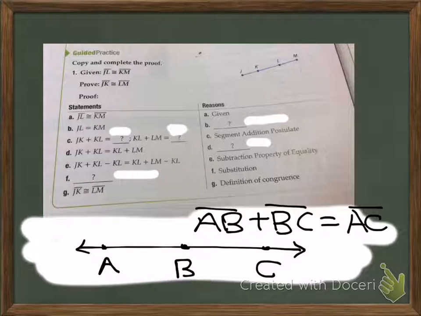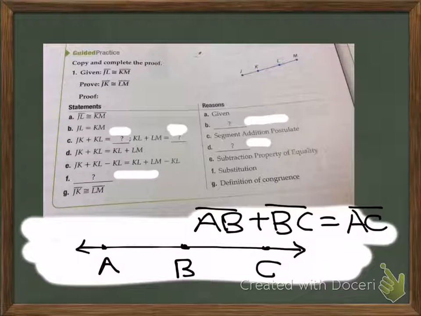The ruler postulate, which is also another postulate added here, is basically just talking about measuring with a ruler and being as exact as possible. So we're going to look at the first proof here, and we're going to fill in the blanks. It's having us prove that JL is congruent to KM, or I'm sorry, it's having us prove JK is congruent to LM, and it gives us that JL is congruent to KM.